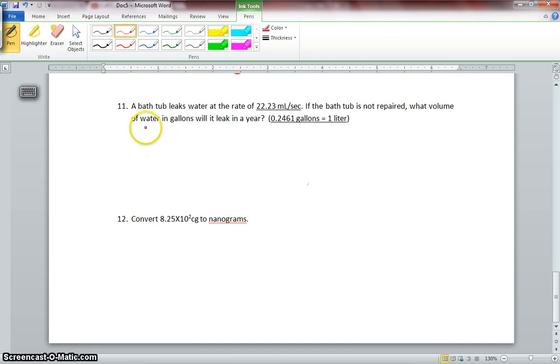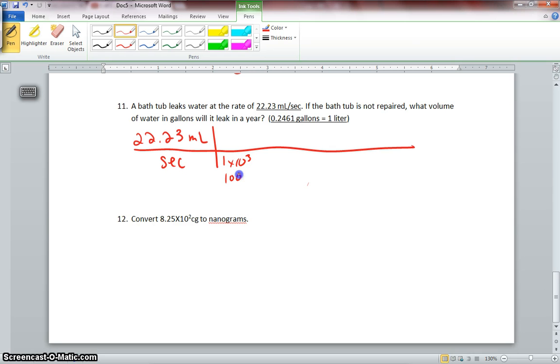So we have 22.23 milliliters per second. We're going to try to get that into liters first. So we know that there's 1 times 10 to the third, or 1,000 milliliters in 1 liter. And then in 1 liter, there's 0.2460 gallons. Now we can go from seconds to years, because it's per year.